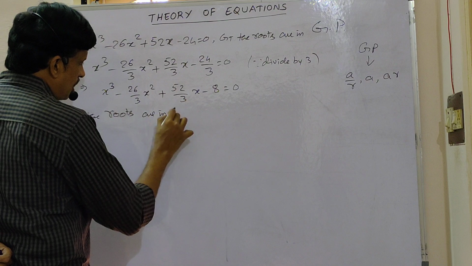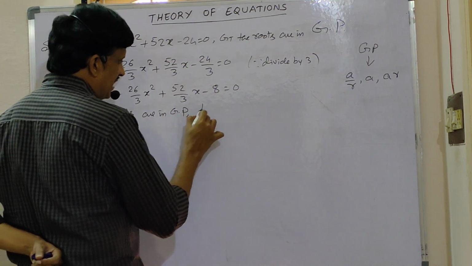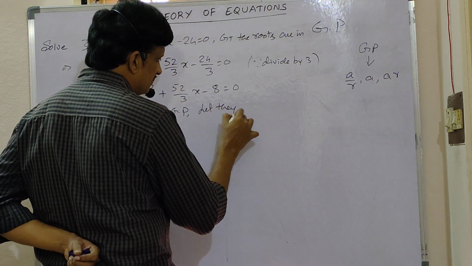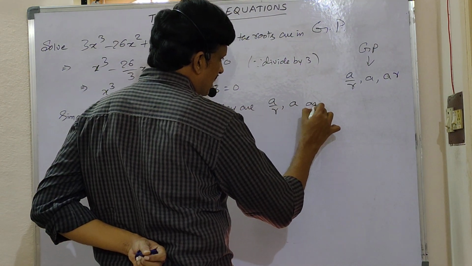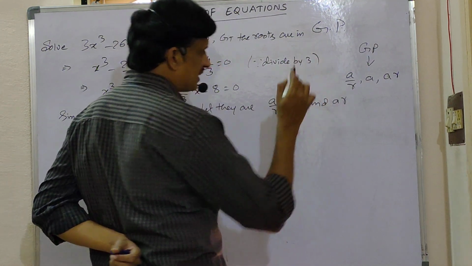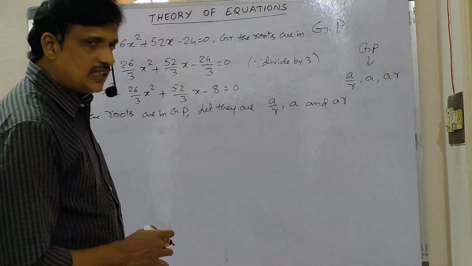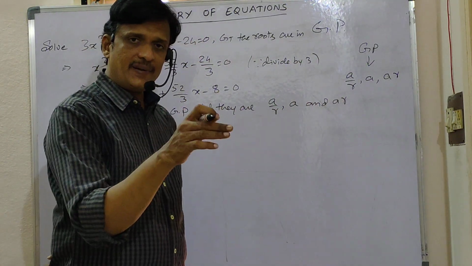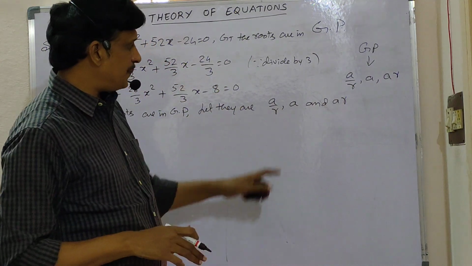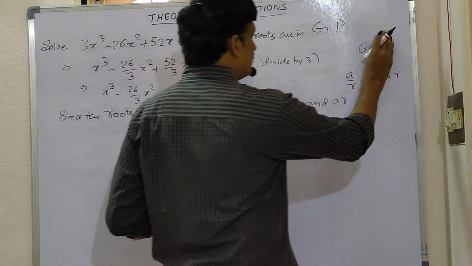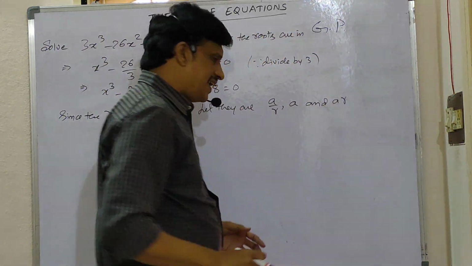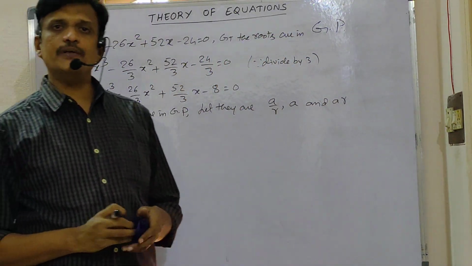since the roots are in geometric progression, let the roots be A by R, A and AR. When the roots are in AP, those are A minus D, A, A plus D. In the same way, when the roots are in GP, let the roots be A by R, A and AR. Now, if you can eliminate R, you will get this A value.